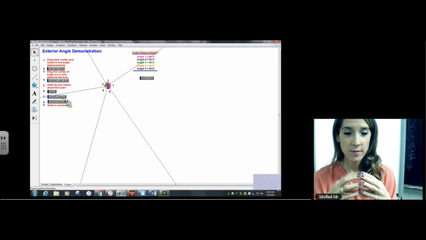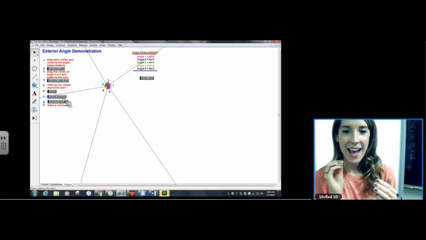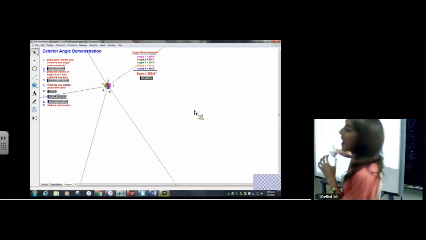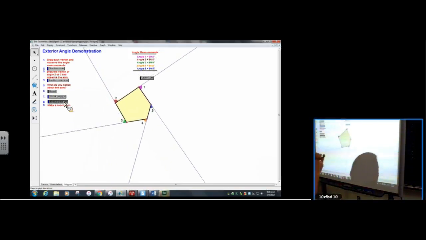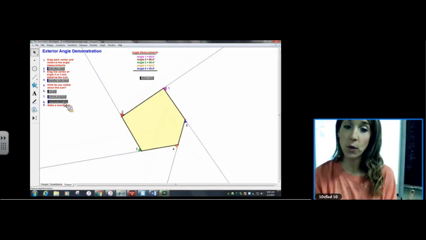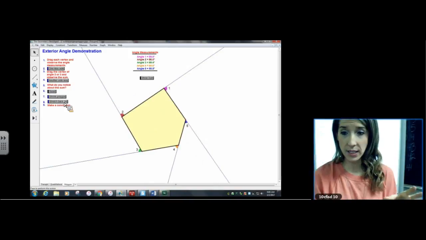What shape was formed when you put all of those angles adjacent to each other? A circle. And how many degrees are in a circle? 360. Show the sum. Can you all see that? Not very well. They add up to 360. Okay, so let's stretch that back out. So that's what the exterior angles add up to for a pentagon. They add up to 360.